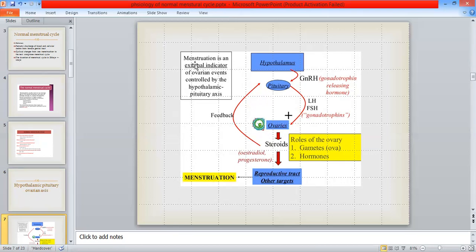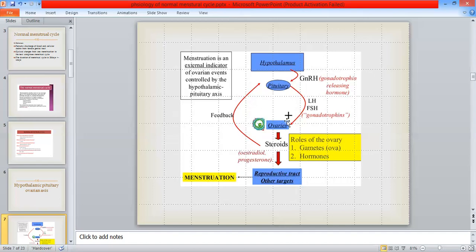Menstruation is an external indicator of ovarian events controlled by the hypothalamic pituitary axis. Menstruation is basically the changes which occur in the ovaries and the endometrium, and these changes are controlled by the hypothalamic pituitary ovarian axis. This axis is responsible for normal menstruation in the female.